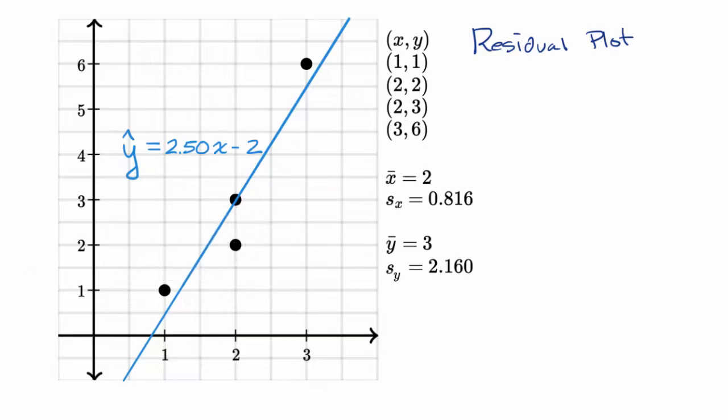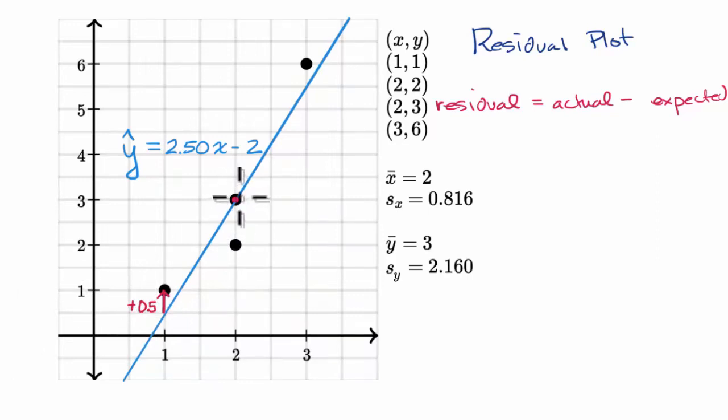So what is a residual? Well, just as a reminder, your residual for a given point is equal to the actual minus the expected. So how do I make that tangible? Well, what's the residual for this point right over here? For this point here, the actual y when x equals 1 is 1, but the expected when x equals 1 for this least squares regression line, 2.5 times 1 minus 2, well, that's going to be 0.5. And so our residual is 1 minus 0.5, so we have a positive 0.5 residual.